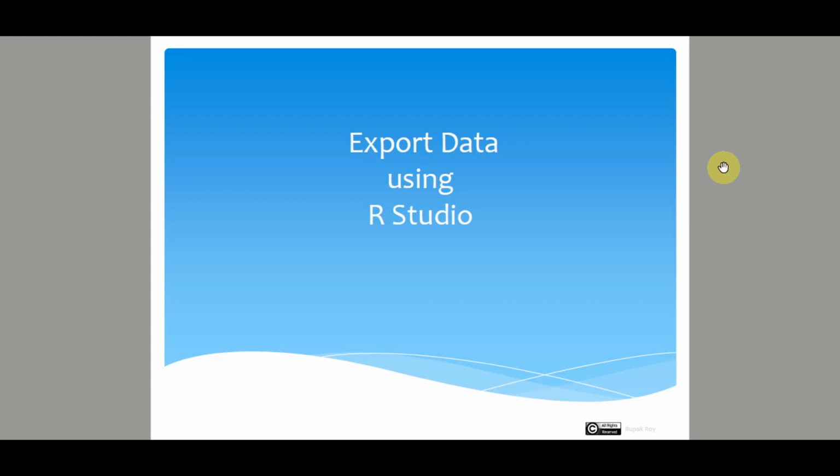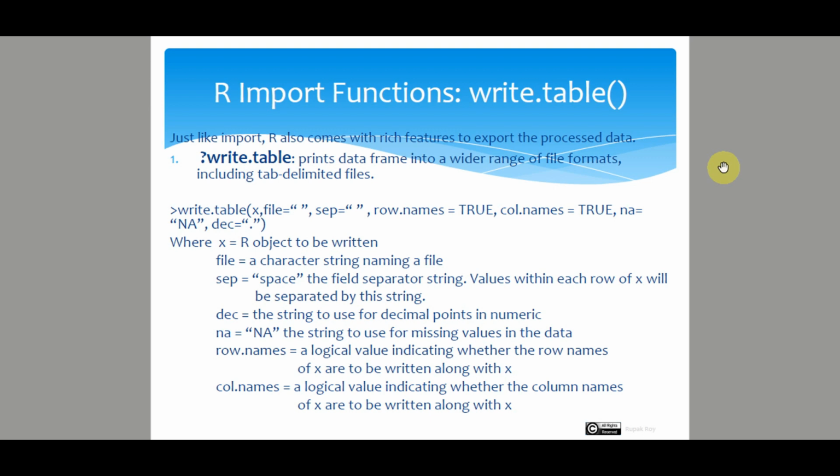Just like import functions, R also comes with rich features to export the processed data. Some of the common R export functions are: number 1. write.table. It prints a data frame into a wider range of file formats, including tab-delimited files.